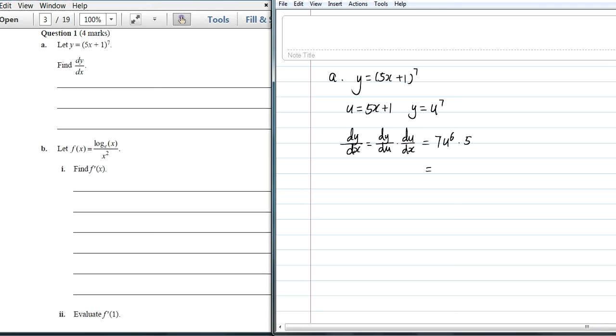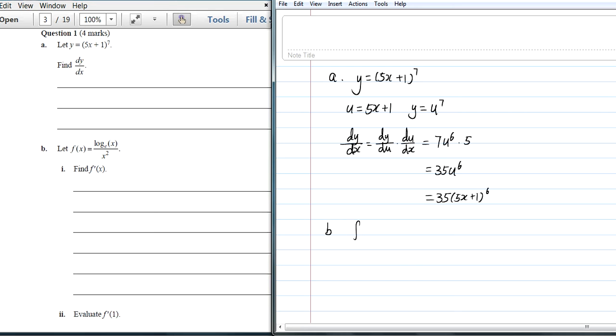Now we get 5 times 7, which is 35, u to the power of 6. Since we assumed u is equal to 5x + 1, we can substitute back: 35(5x + 1) to the power of 6. Okay, so this is the derivative of the function, and that's the solution. And now let's start on question b.